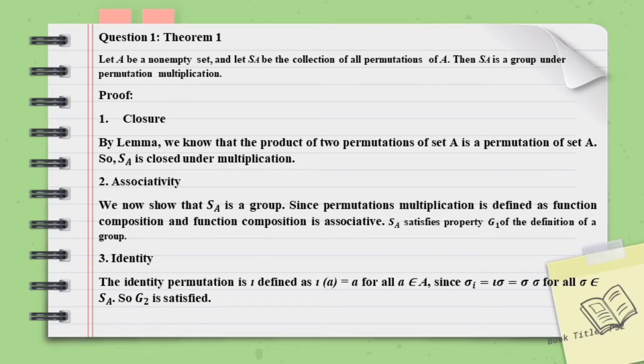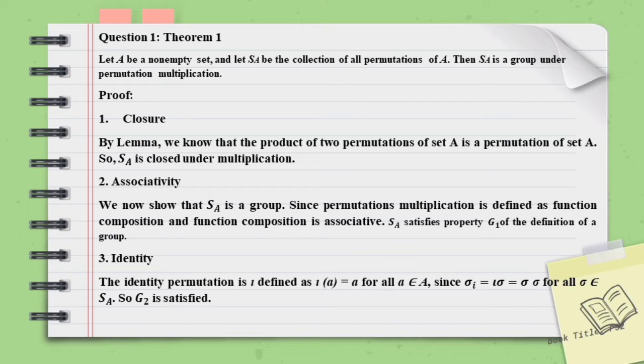Firstly, we prove closure. By the lemma, we know that the product of two permutations of set A is a permutation of set A. So S_A is closed under multiplication. Next, we prove associativity. We now show that S_A is a group. Since permutation multiplication is defined as function composition, and function composition is associative, S_A satisfies property G1 of the definition of a group.